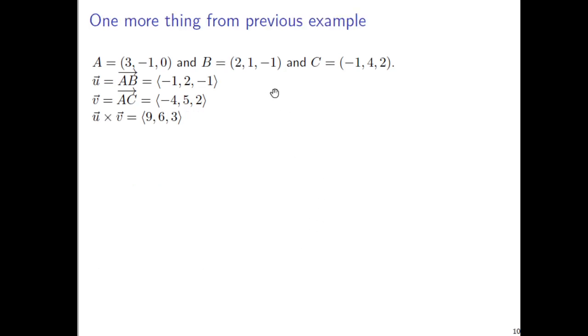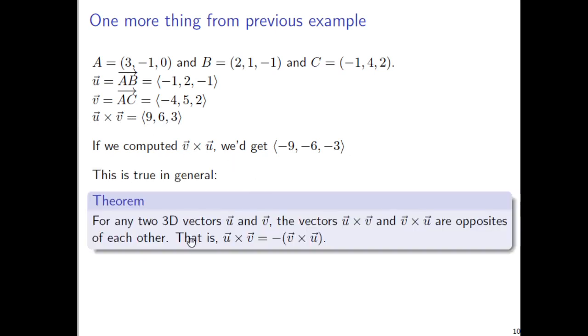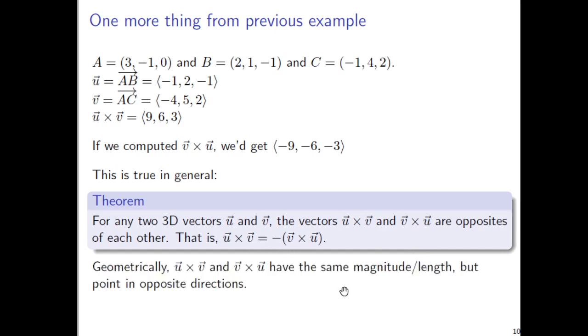Okay, one other thing to note from the previous example: this was the setup, and then how u and v were defined, and then how we computed the cross product. If we computed v cross u instead, we would actually get -9, -6, -3. So take a look at how similar and how different that is to u cross v. So u cross v versus v cross u. There's something to notice here that's true in general. For any two 3D vectors, the cross product of u and v and the cross product of v and u are actually opposites of each other. In other words, these two vectors will point in opposite directions geometrically.